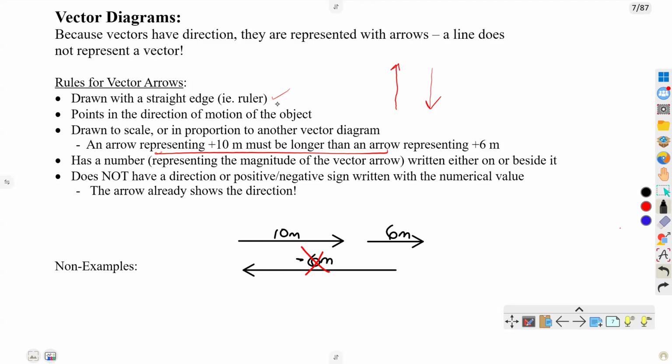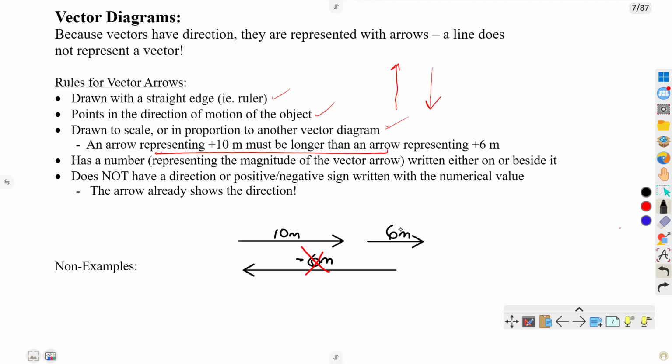Draw to scale would be our next rule here. In other words, try to use at least a proper proportion when compared to other vectors within the same diagram. So down here you see this is 10 meters moving in this direction. This is 6 meters moving in the same direction. You need to show that the 10-meter displacement is going to be longer than the arrow for the 6-meter displacement.